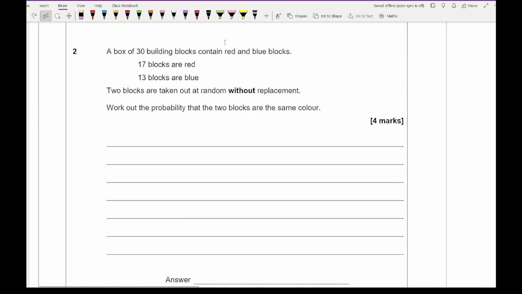Moving on to question 2, it says that a box of 30 building blocks contains red and blue blocks. 17 blocks are red, 13 blocks are blue, 2 blocks are taken out at random without replacement. Work out the probability that the 2 blocks are the same colour. Now, without replacement basically means when a brick is selected, it's not put back in. So this means that the totals will be changing.